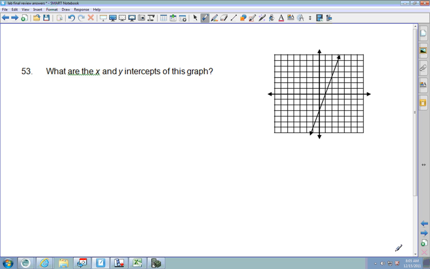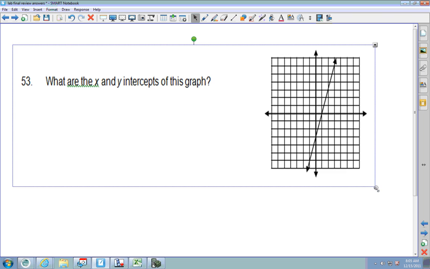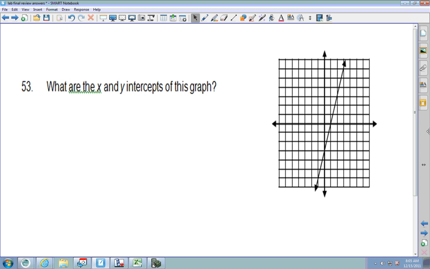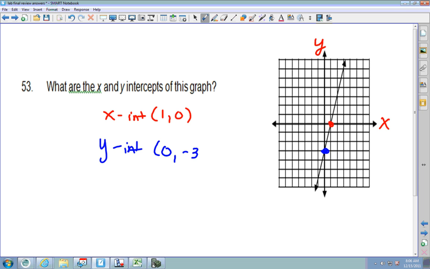All right, what are the x and y intercepts of this graph? Let's see if I make this a little bigger here. Please remember, this is the x, this is the y. My x-intercept is right here, so my x-intercept is 1, 0. My y-intercept is 1, 2, 3. Down here is 0, negative 3. Please make sure you know the difference between the x and the y-intercept and where the zeros are.